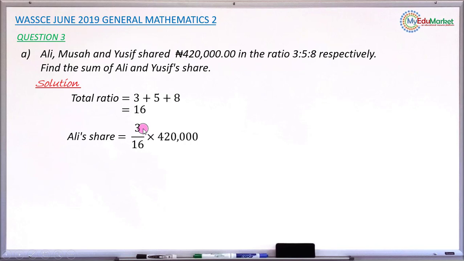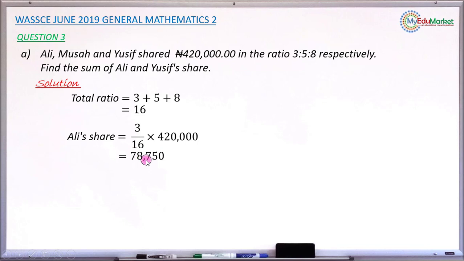So let me write it. You have 3 over 16 multiplied by 420,000 naira. This is the share, the ratio for Ali, and the total ratio 16. So multiplying and dividing correctly give answer 78,750 naira. This would now be Ali's share.